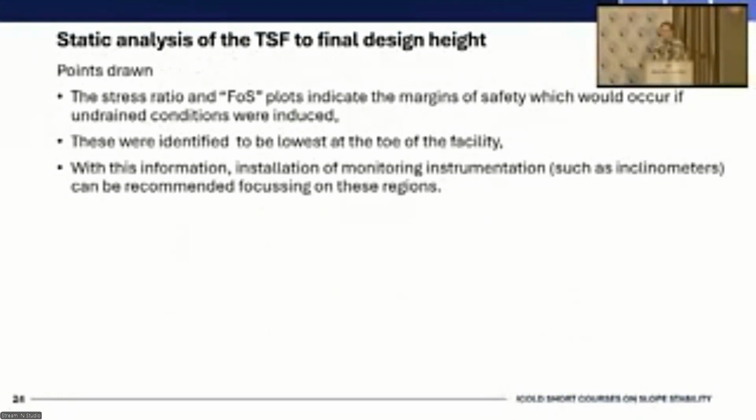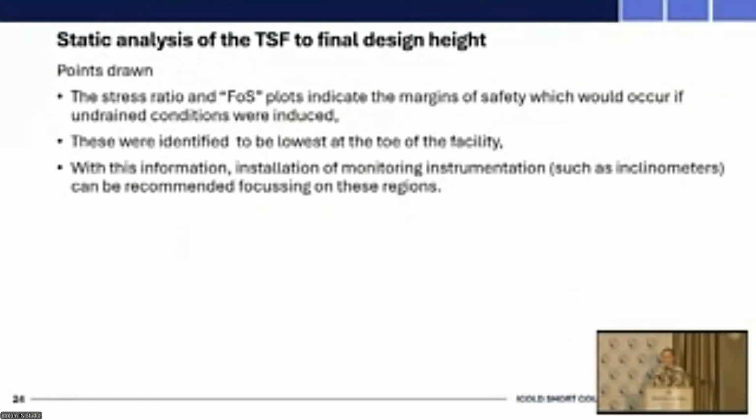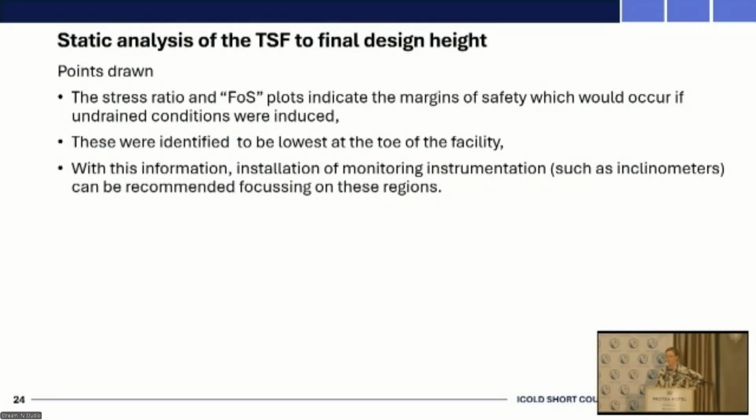So the stress ratio and factor of safety plots indicate the margins of safety which would occur if undrained conditions were induced. These were identified to be the lowest at the toe of the facility, and with this information, installation of monitoring instrumentation such as inclinometers or the like could be recommended, focusing on these points.